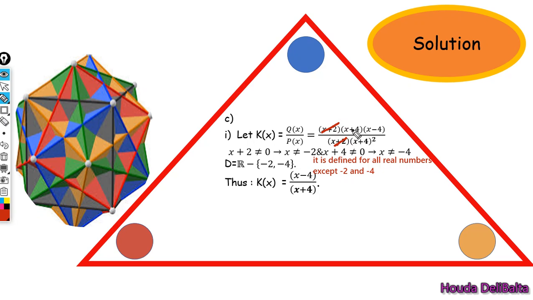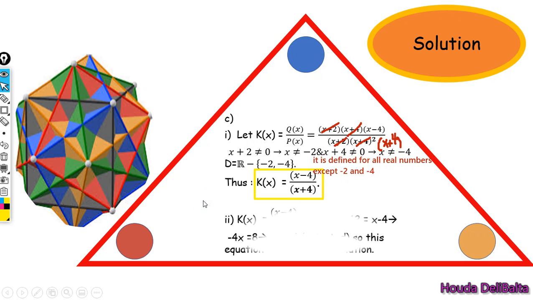Now, k of x, after simplifying it, after maintaining its domain of definition, we can simplify x plus 2 with x plus 2 and x plus 4 with x plus 4, and what remains in the denominator is just x plus 4. So after simplifying k of x, we get k of x equals x minus 4 over x plus 4. That's the simplified k of x, and let's see what we have in the coming part.